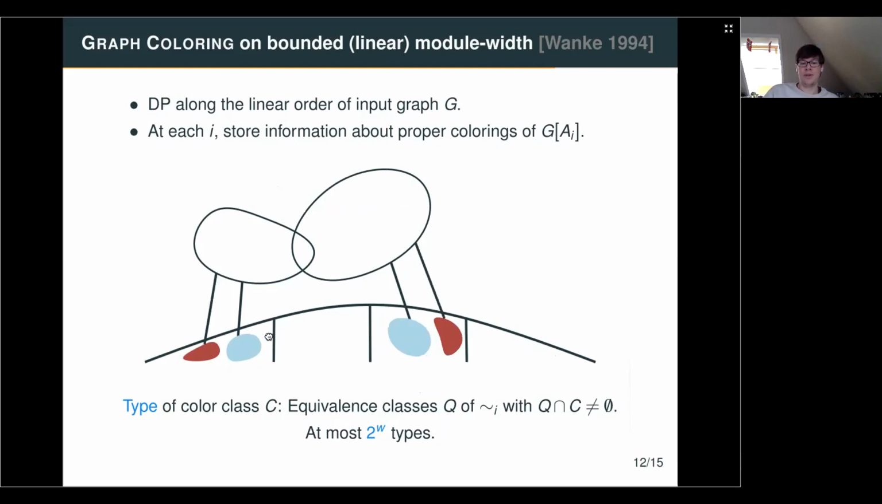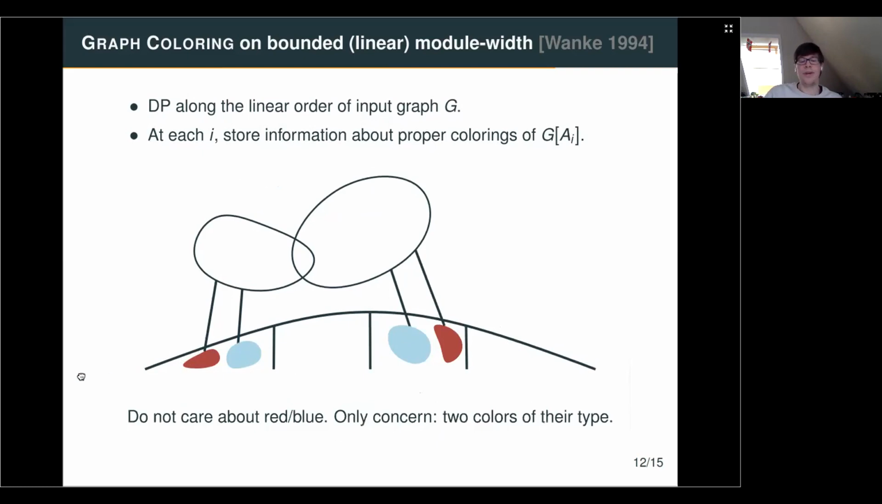Now suppose that we have two colors with the same type, here blue and red. Then we don't really care anymore about the names of these colors, blue and red. We only have to remember that we have two color classes that have this given type. This is how we can reduce the information to keep track of to give an efficient algorithm for graph coloring.